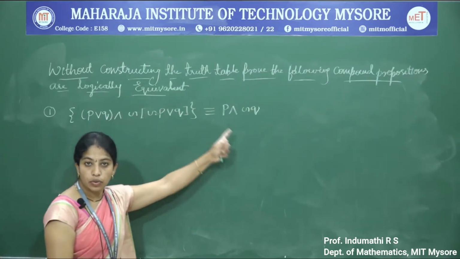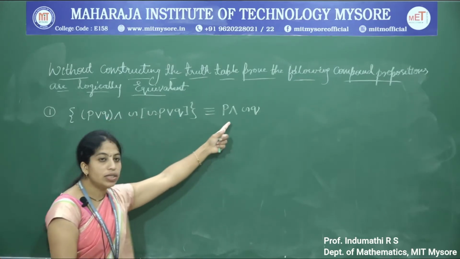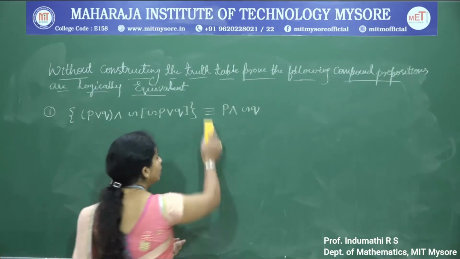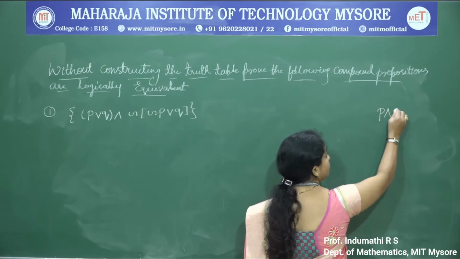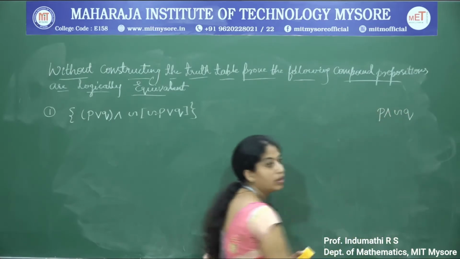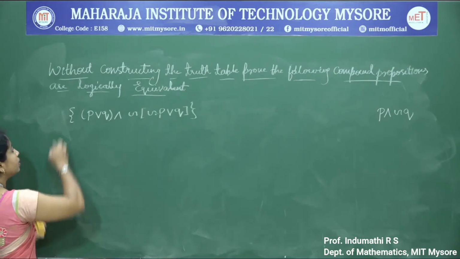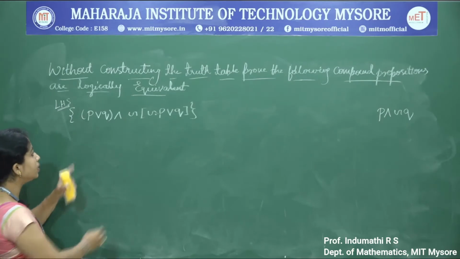Without constructing the truth table, we are supposed to prove that the LHS part is logically equivalent to the RHS part. Now, what is that RHS part? The RHS part is P conjunction negation Q. That's what we are supposed to get. Now, first we have to consider the LHS part. Consider the LHS part. Now, what's the next step?